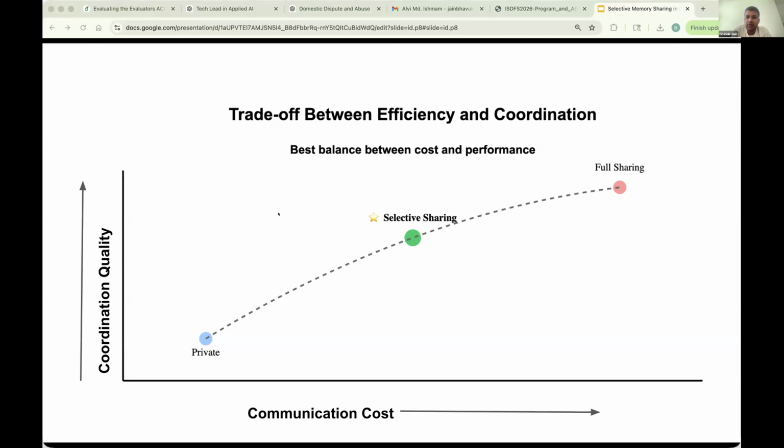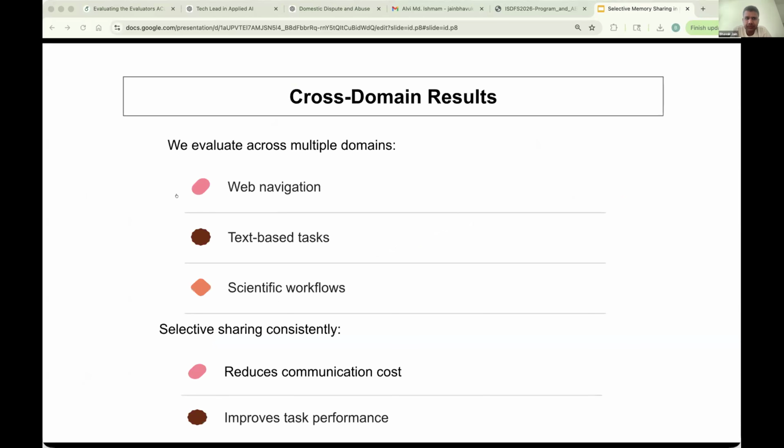So what we see is a diminishing returns curve. As communication increases, coordination improves, but with decreasing benefit per additional cost. But our approach, selective sharing, sits in the middle. It achieves strong coordination, but at a much lower communication cost.